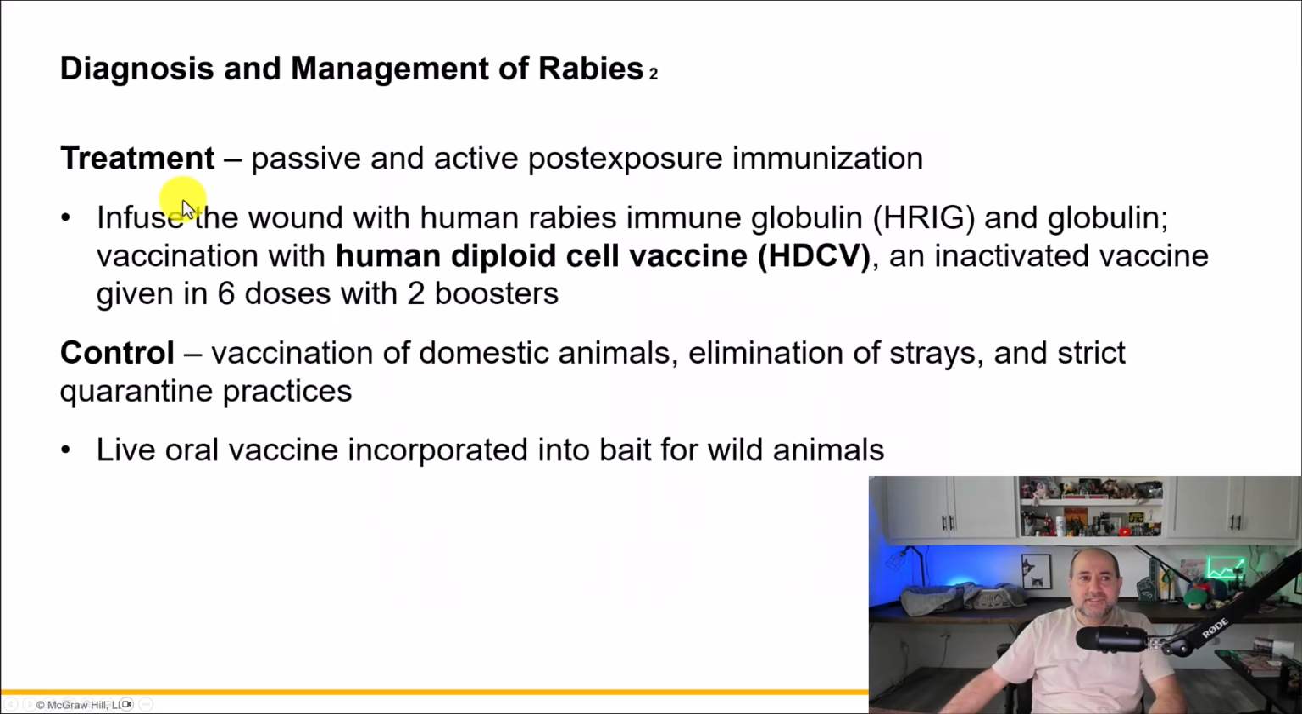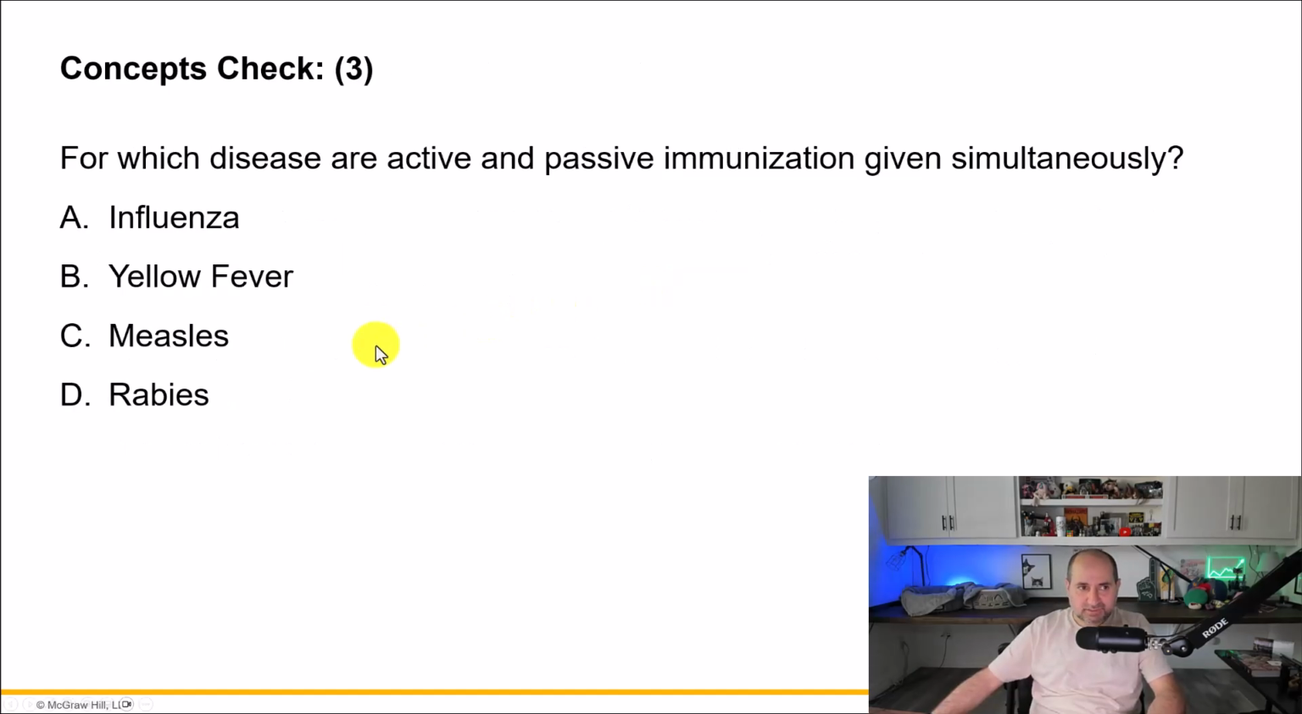And remember, with rabies, it's such a slow progressing disease that it's really one of the only viral diseases where you can take a post exposure immunization, and that includes both passive and active post exposure immunizations. Passive being from those immunoglobulins, active being from the vaccine itself, and you get those shots after you've been bit. So that leads to concept check number 3, for which disease are active and passive immunizations given simultaneously, even post-exposure, and that is rabies, right?